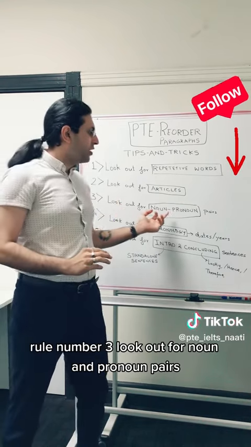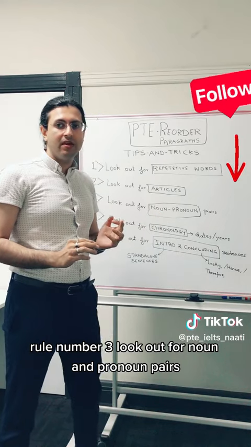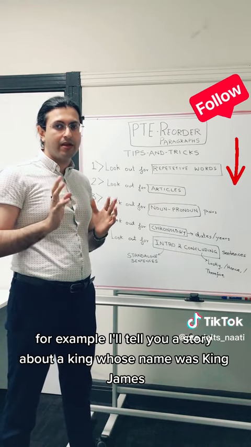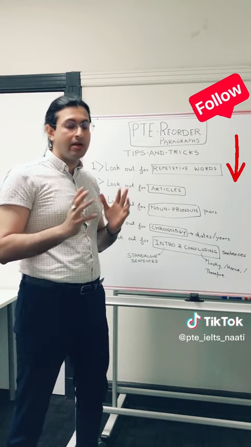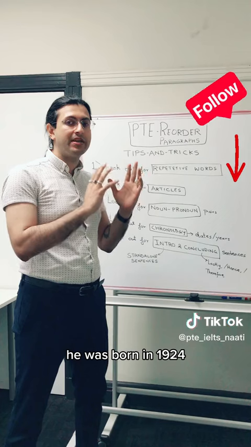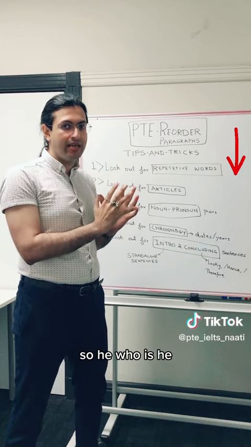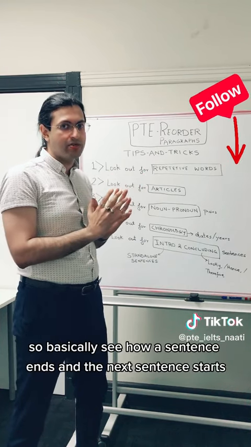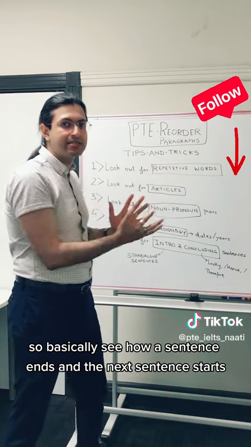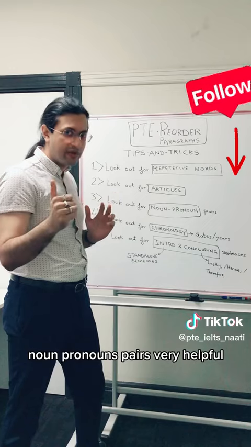Rule number 3. Look out for noun and pronoun pairs. For example, I'll tell you a story about a king whose name was King James. He was born in 1924. So he, who is he? He is referring to King James. So basically see how a sentence ends and the next sentence starts. Noun, pronoun pairs, very helpful.